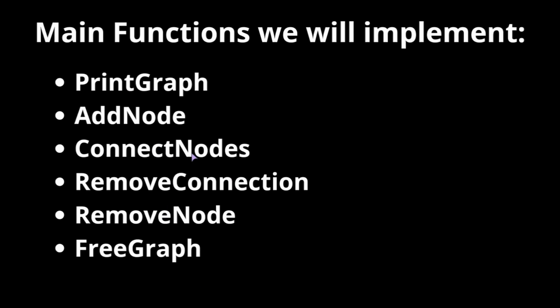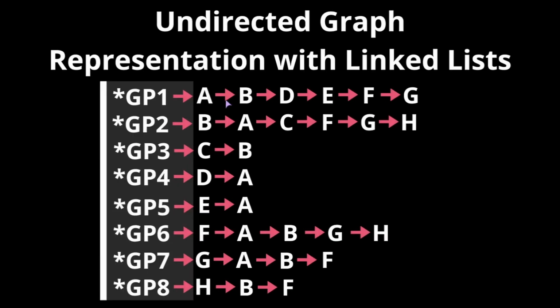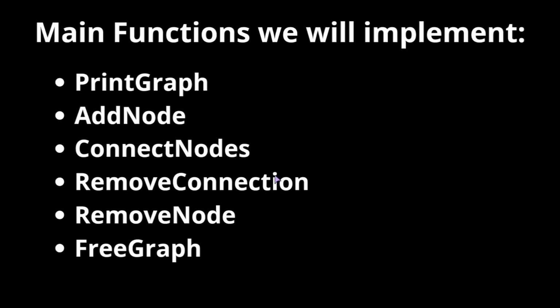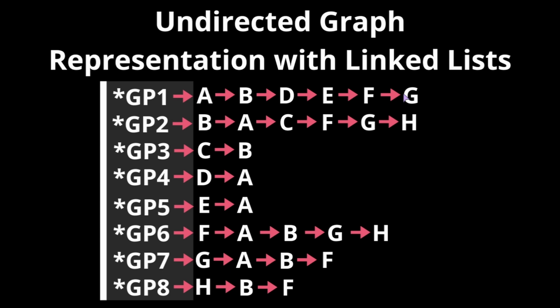We have ConnectNodes. This method will connect two nodes. So if you want to create a connection between A and C, we would add to the end here a connection to C, and to C we would add a connection to A. RemoveConnection: if you want to remove a connection from A to G, we would also have to remove it from G to A. So we would delete G and delete A from here, and A would no longer be connected to G, and G would only be connected to B and F, and so on.